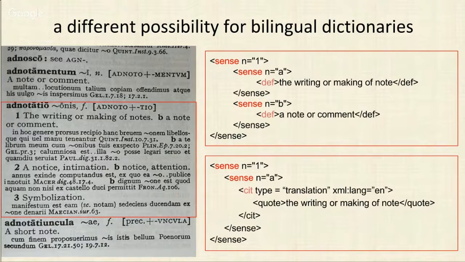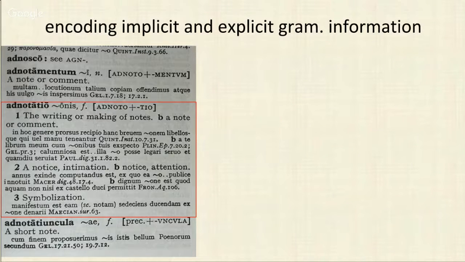So we have to decide if it is really correct for us to encode it using the cit possibility, or to encode it, as I think is better, using the definition possibility, and encode really only translations using the cit element. Let's go to the grammatical information now. Press it once more, Chiara, if you want.